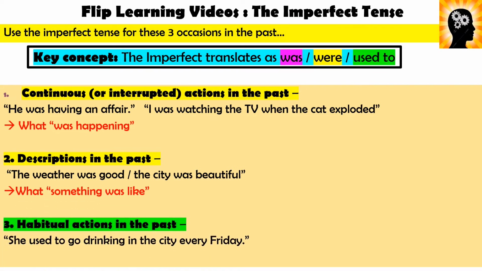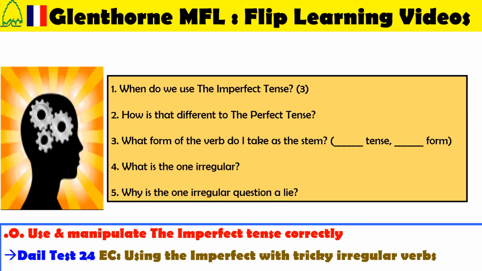And then finally, this is one people don't quite get. It's a habitual action. So whenever you want to say what you used to do, you need to use the imperfect in French. So I used to smoke. I used to go drinking in the city. Anything that translates to used to, you need to use the imperfect tense. Okay, so that's the first 2 points down.